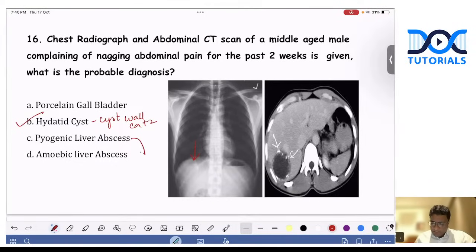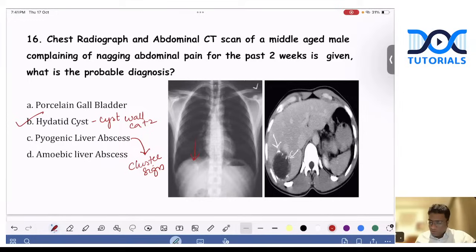A pyogenic liver abscess may show you the cluster sign, right? Small microabscesses uniting and forming a large unilocular lesion. Amoebic liver abscess is also a unilocular lesion. We can see the liver abscess showing a double rim-like appearance, unilocular appearance. But if you are seeing a multilocular appearance or a cyst wall calcification, floating membrane, water lily sign, all of this is hydatid.